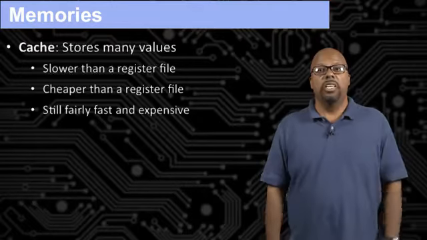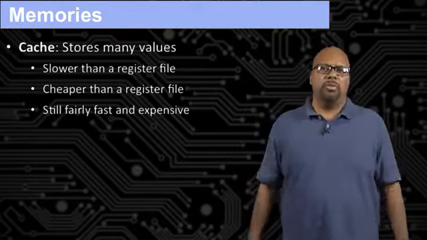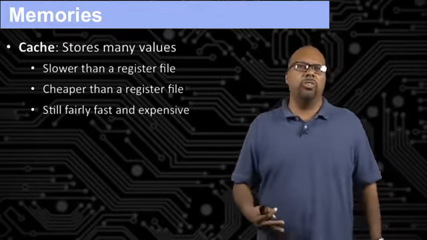Memories. Now, you know what a memory is. It stores data. But memories are made to store a lot more data than registers. So you won't just have 32 registers. Memories will be a lot bigger. So there are varieties of memory. One type of memory is called cache memory. Cache memory stores a lot of values.